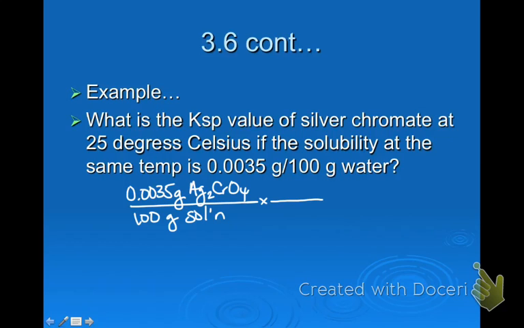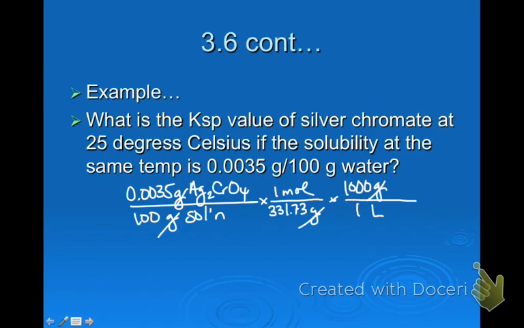First, and it doesn't matter what order you do this in, I'm going to take my grams of silver chromate and change that to moles. And I'll help you guys out here. The molar mass of silver chromate is 331.73 grams per mole. So that's going to give me moles per 100 grams. And then I'm going to say there is 1,000 grams of water or solution in 1 liter. I'm going to assume that the density is 1.